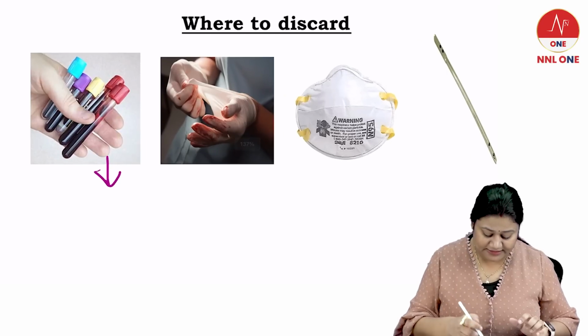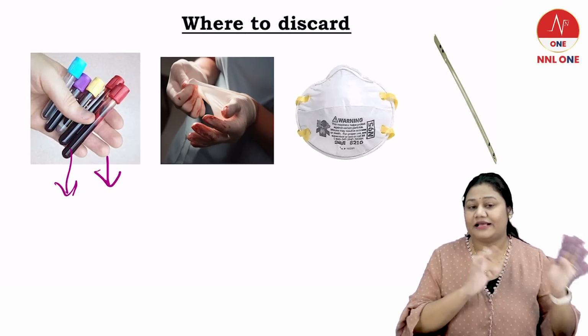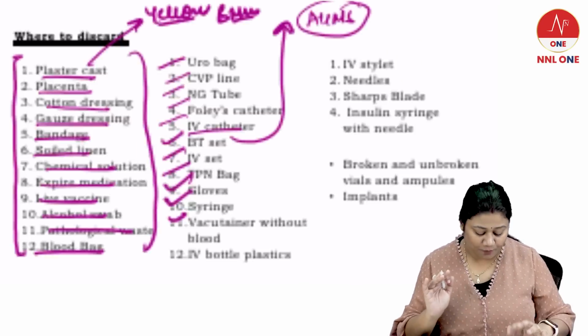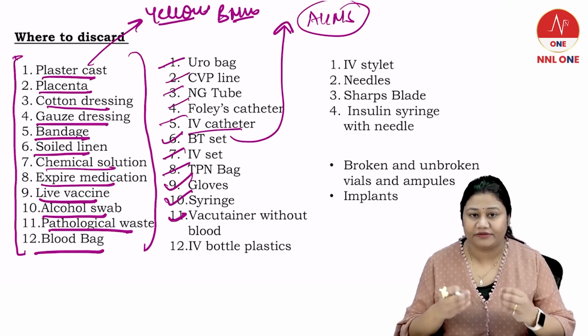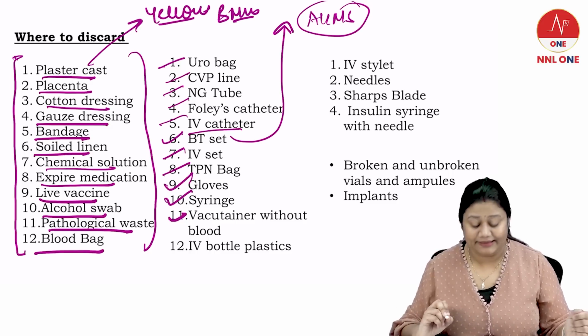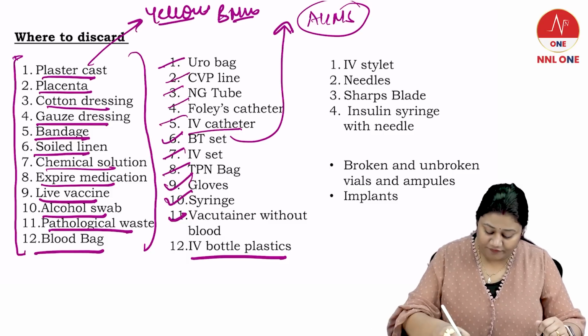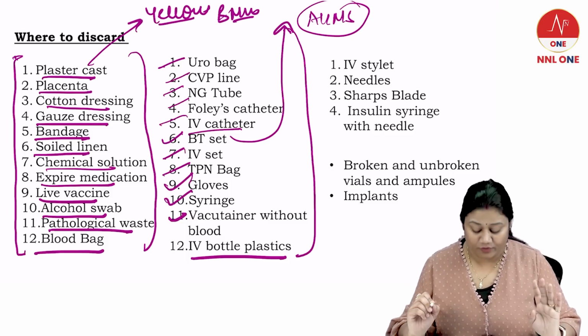So these are basically vacutainers, but this one is with blood, right? With blood it has to be pre-treated and sent in yellow. If you have a vacutainer without blood that is just contaminated, you can discard it in red. Then IV bottle, plastic one. So all this will be discarded in the red biomedical waste bin.